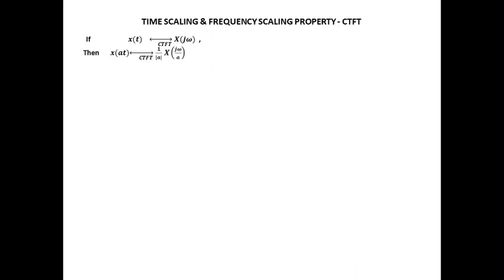Why is this property called time scaling and frequency scaling? You can see that in the time domain it is multiplied by a. Similarly, in the frequency domain, omega is also scaled, or divided, by a. That is why it is called the time scaling and frequency scaling property. Again, the proof is very simple.